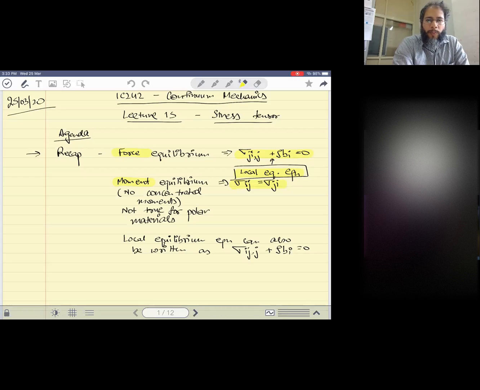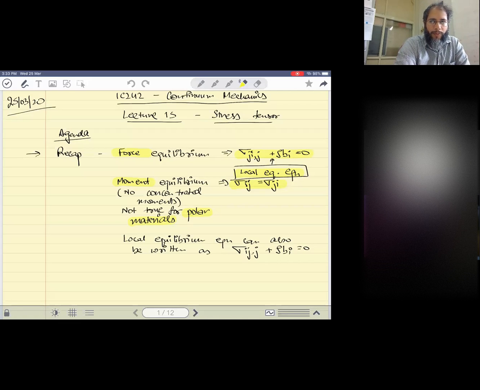These materials are called polar materials. For polar materials, the stress tensor is not symmetric, but in the situations we deal with in this course, the stress tensor will be symmetric. That is, there will be no concentrated moment at any given point P in the domain.